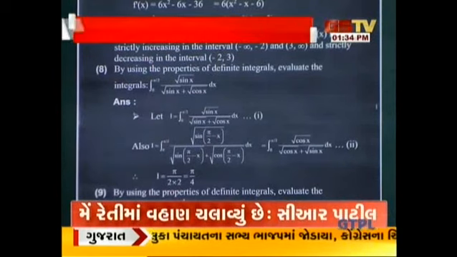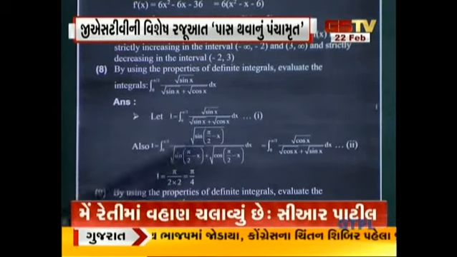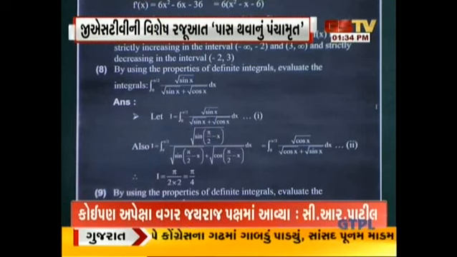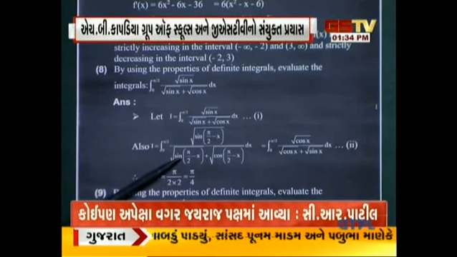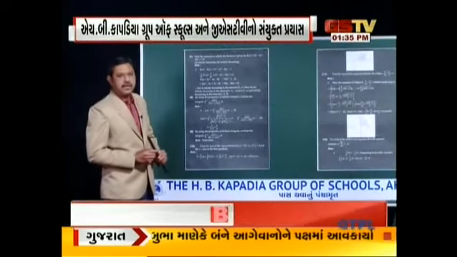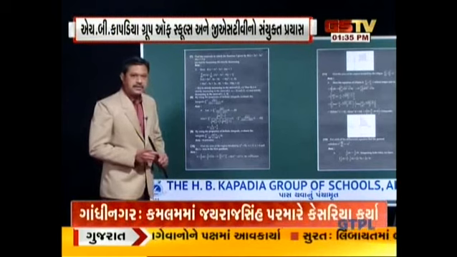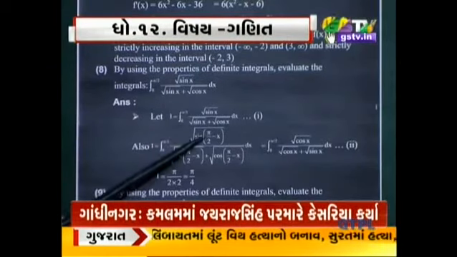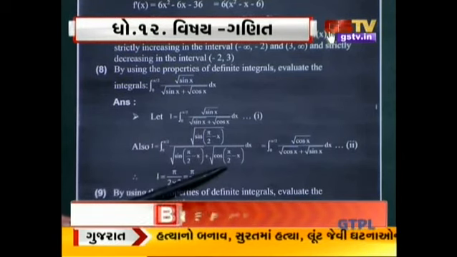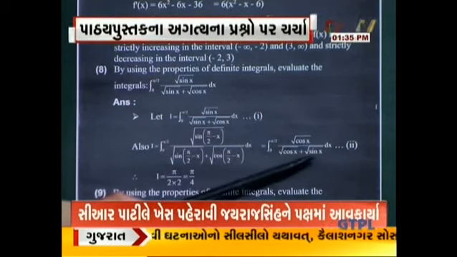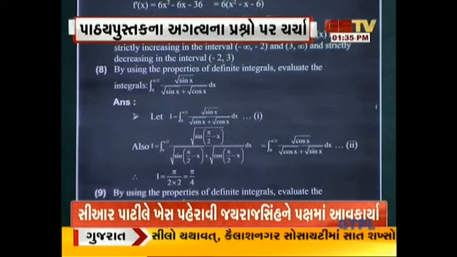So here, where there is x, we put pi by 2 minus x, the a minus x rule. So root of sine pi by 2 minus x upon root of sine pi by 2 minus x plus cos pi by 2 minus x. As we know very well, students, sine pi by 2 minus x is cos x, a trigonometric function result, and cos pi by 2 minus x is sin x. So the result is root cos x upon root cos x plus root sin x. This is result number 2.